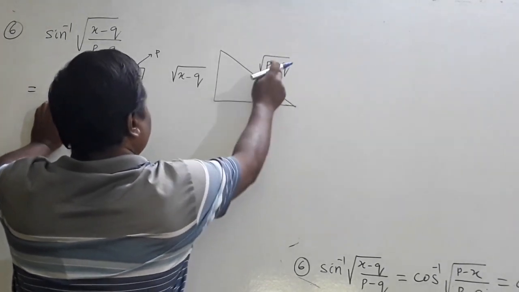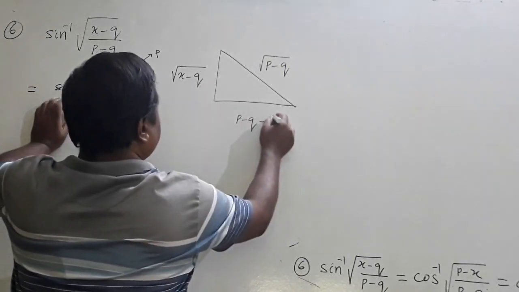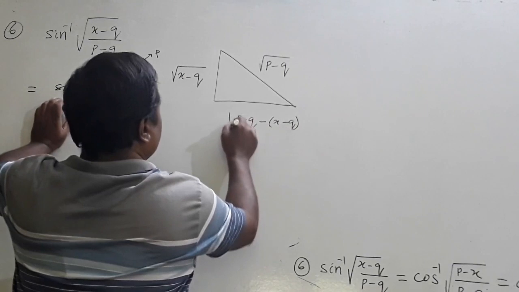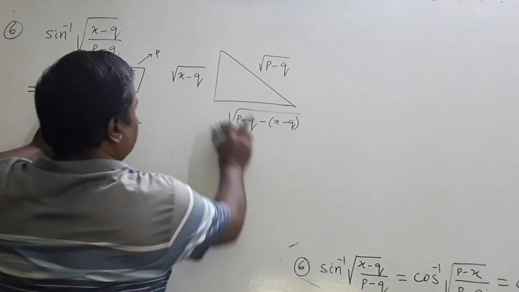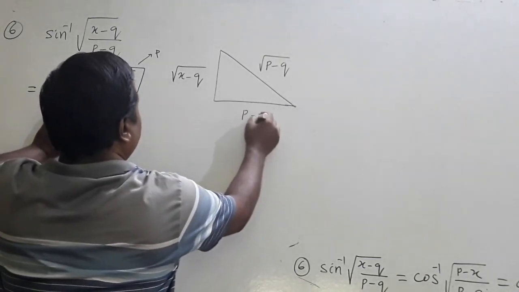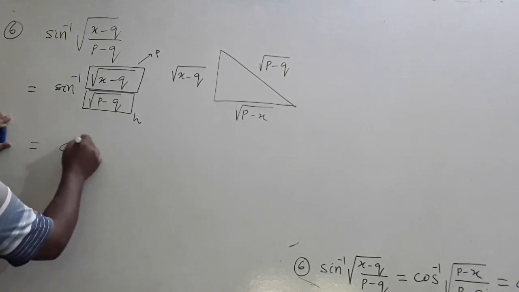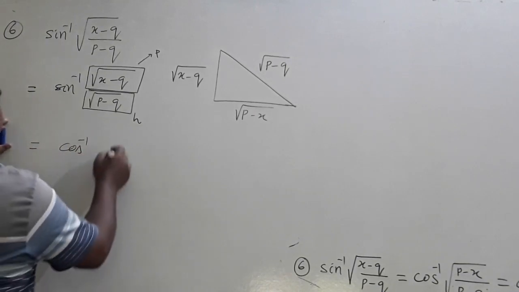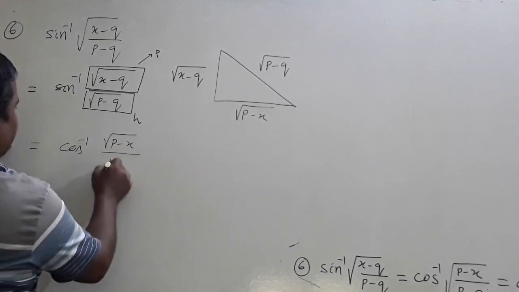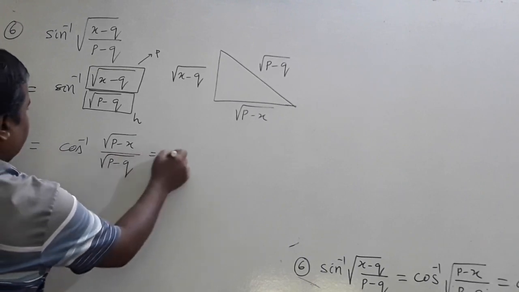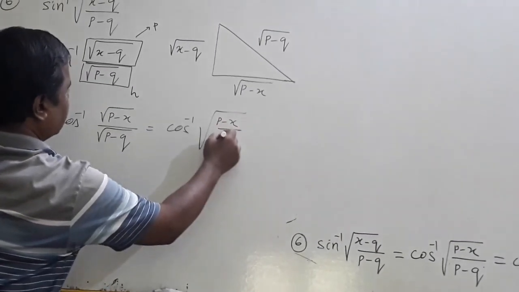Then what is this? Yeah, this square, p minus q minus this square, x minus q, root over. And it becomes what? q will cancel and it becomes p minus x, root over. And you can do, so it is what? It is cos inverse b by h. What is b? It is p minus x, root over, by h. h means p minus q, root over. Ultimately, it becomes cos inverse of p minus x by p minus q.